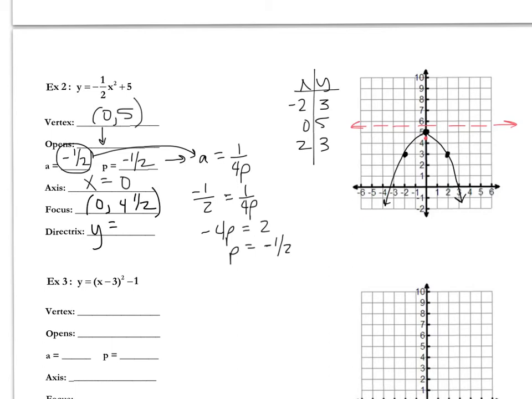And then the directrix is a horizontal line, so it's y equals. And I went just past 5, and if you're wondering how far past 5 are we, well again, the p-value is just -1/2, so we went down for the focus, up for the directrix. That's 5.5.